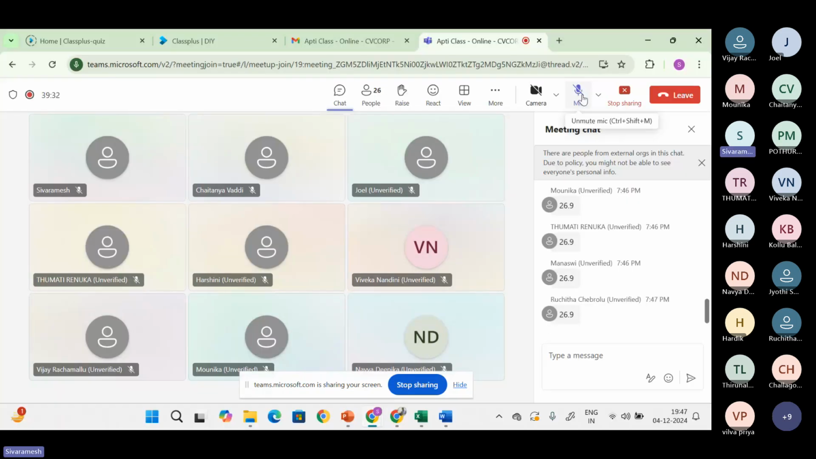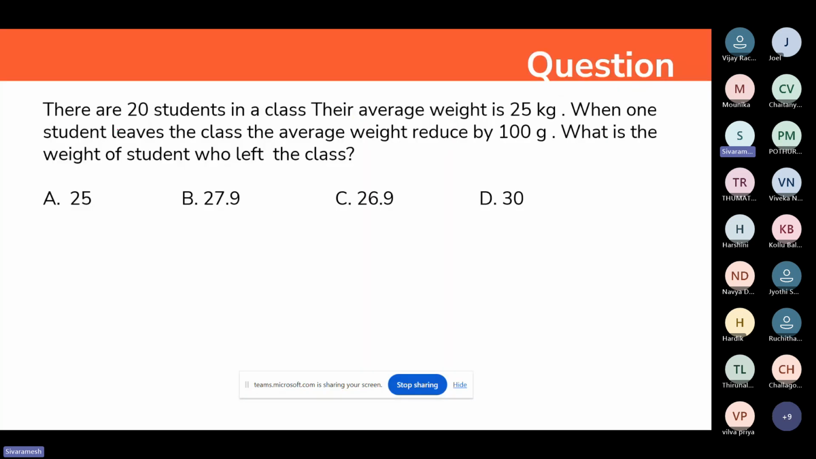Yes, I can see 26.9. Yes, guys, very good. Here, if you observe the same, we have count and we have average. You can say that 20 students in a class, the average weight is 25 kgs. And one more important point: when you are taking kgs, make sure that all the values whose average you are taking are in kgs. Or if you're taking grams, make sure all the values are in grams only. So 20 students in the class, average weight is 25 kgs. When one student leaves the class, average weight is reduced by 100 grams.